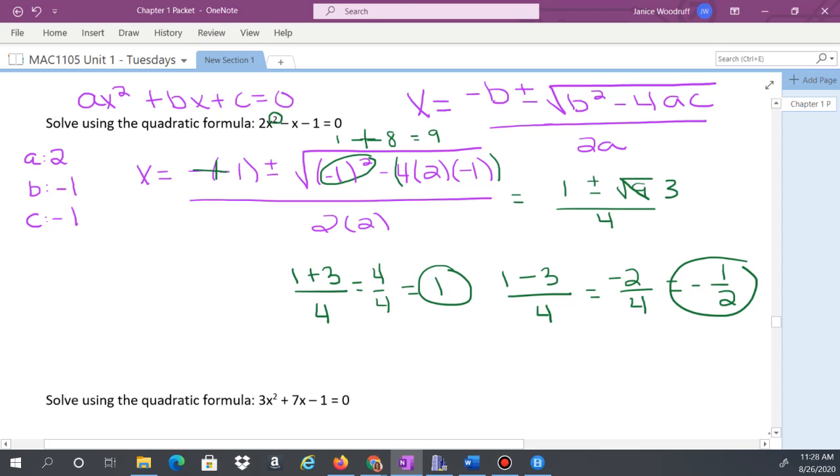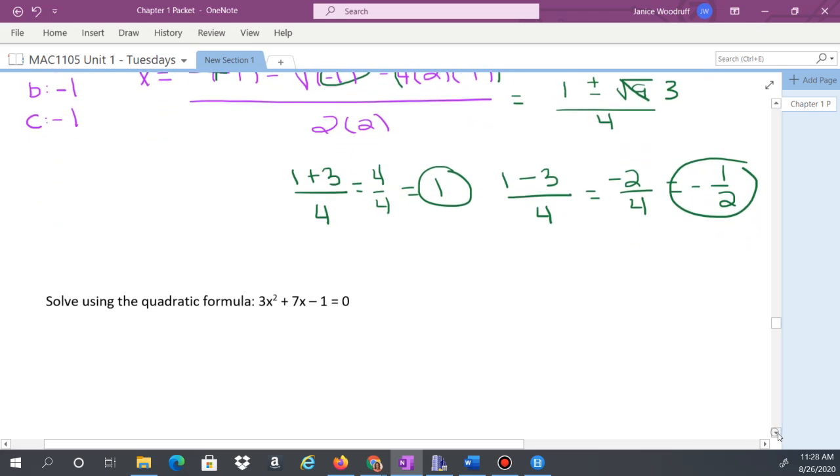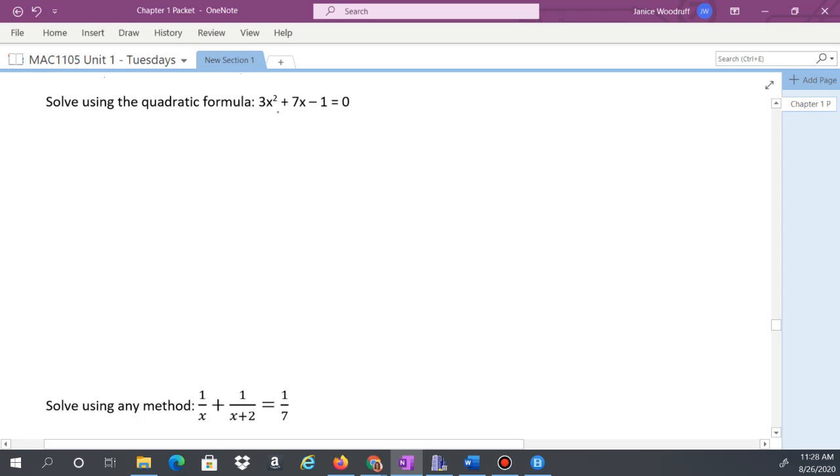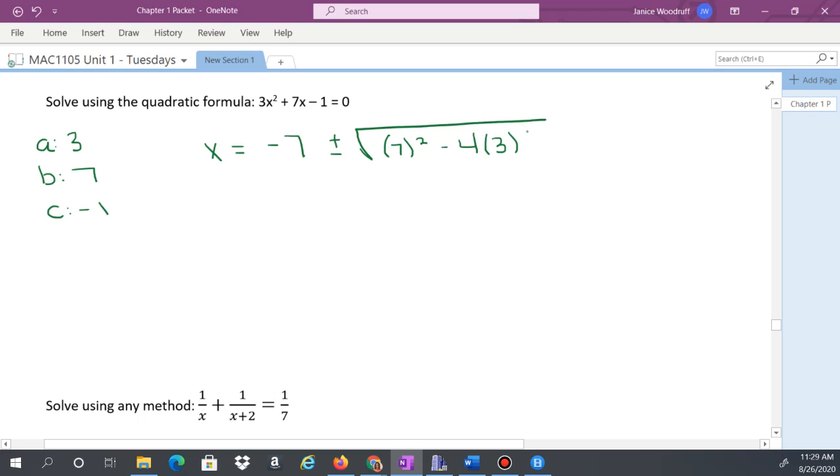All right, let's do the quadratic formula again. Okay, so then this one here, let's see. We have A, 3. B is the number with x, so you've got a positive 7. C is going to be a negative 1. So we've got negative B, so negative 7, plus or minus the square root of B squared, so 7 squared minus 4. Then A is 3, C negative 1, over 2 times A.